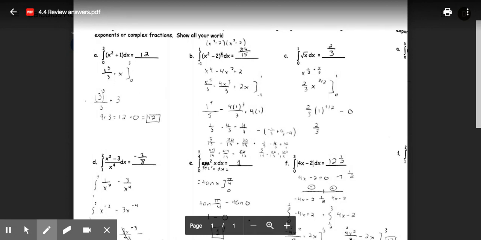This next one, you've got to remember your integration techniques. So what you're doing here is you're squaring this first.